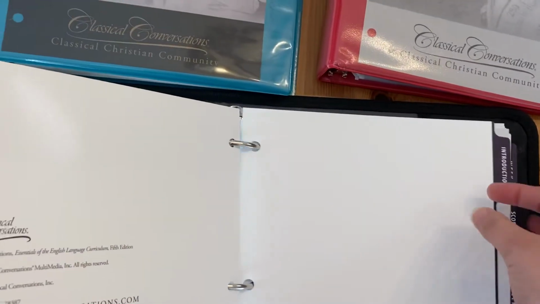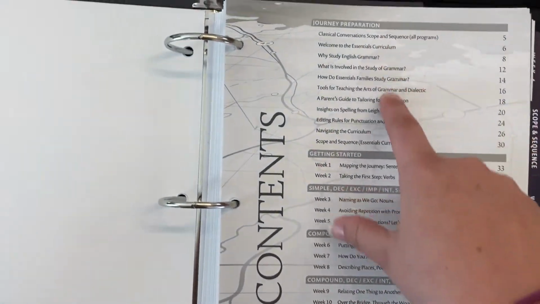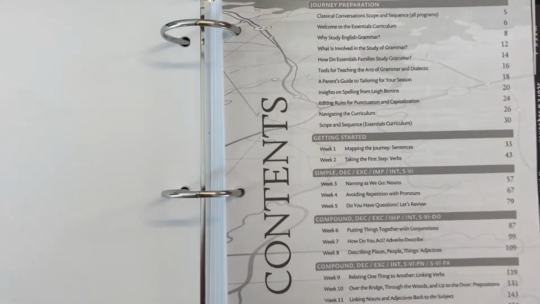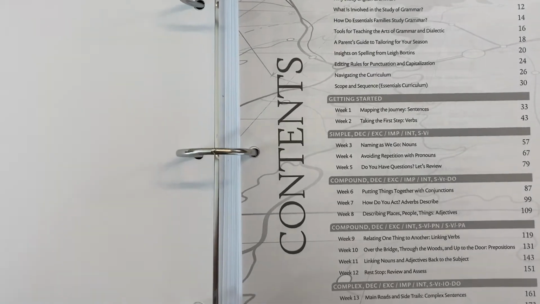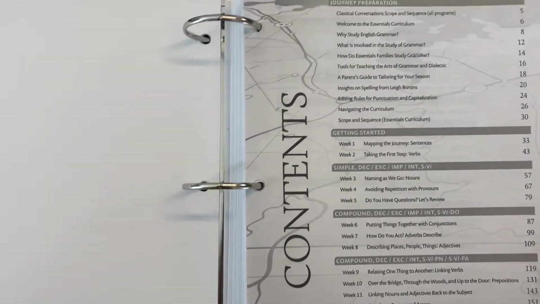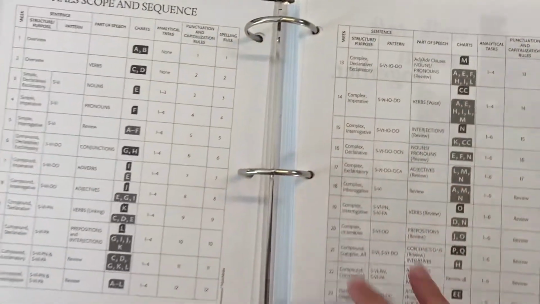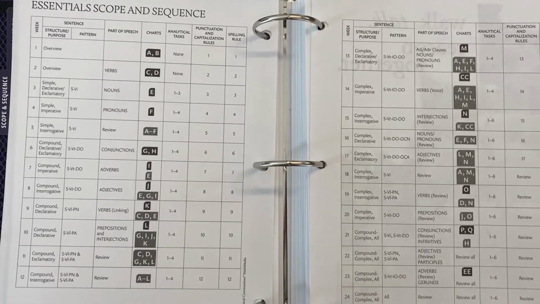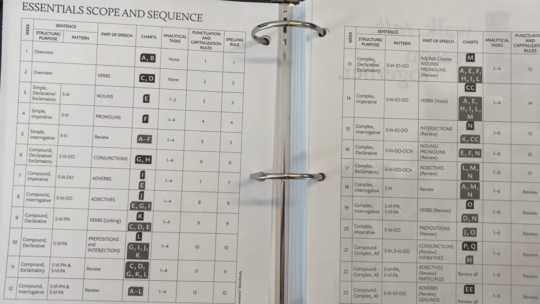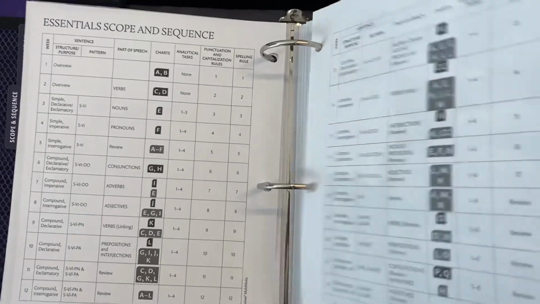So the first, I think 30 pages, which is part of the introduction, are articles that just kind of tell you, why are you doing this? Why are we studying grammar? Why is this important? And just really good articles. I highly recommend you reading it. Then you have your scope and sequence. This is just kind of your roadmap telling you where you're going, what we're going to look at each week and study. Then you start in with week 1.